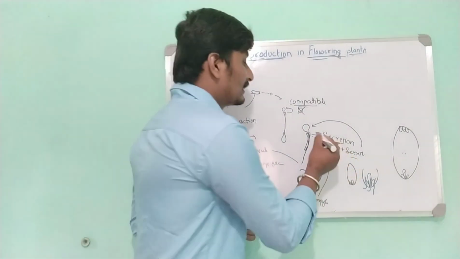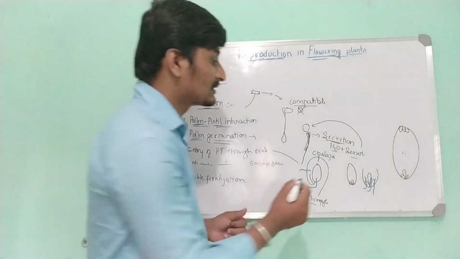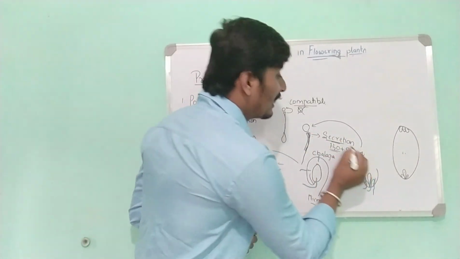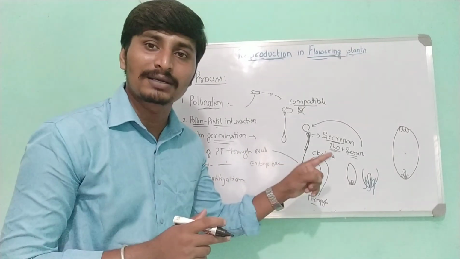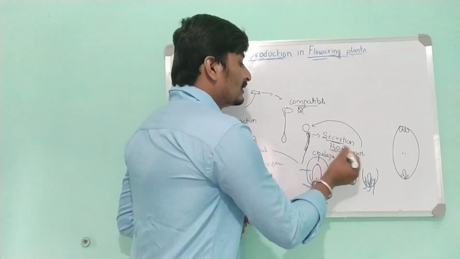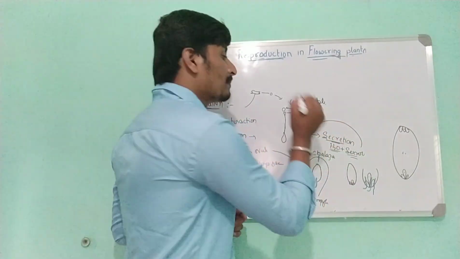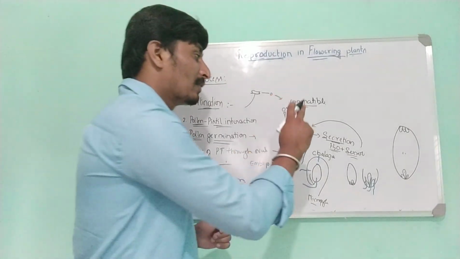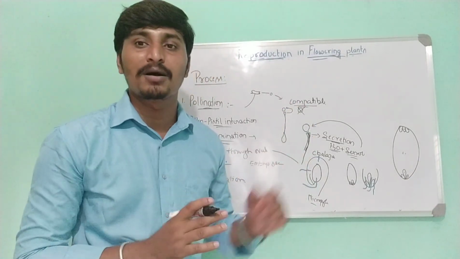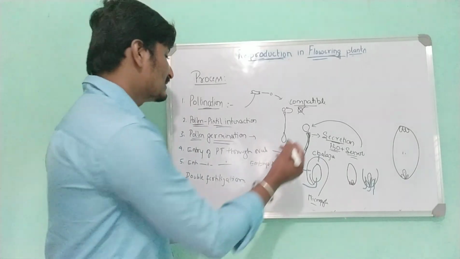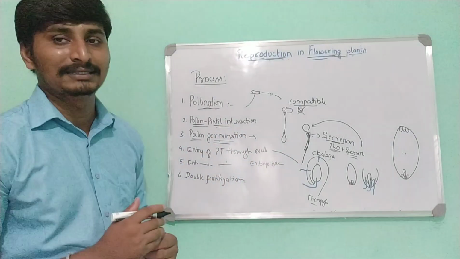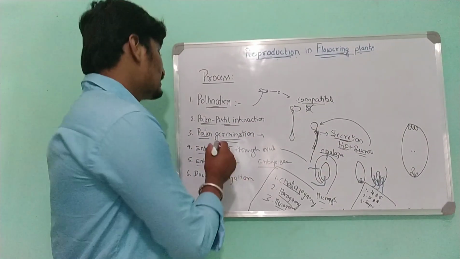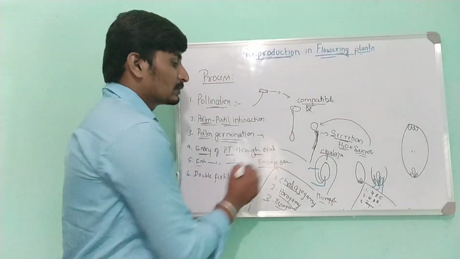The stigma secretes a secretion which includes water and sucrose. The sucrose solution is absorbed by the pollen grain, and after absorption the pollen grain develops the pollen tube. So this is about pollen germination. The next step is the entry of the pollen tube into the ovule.